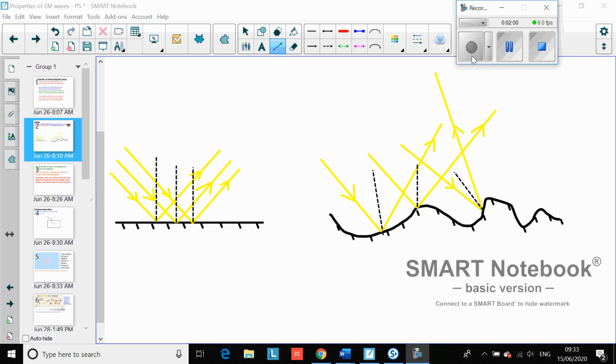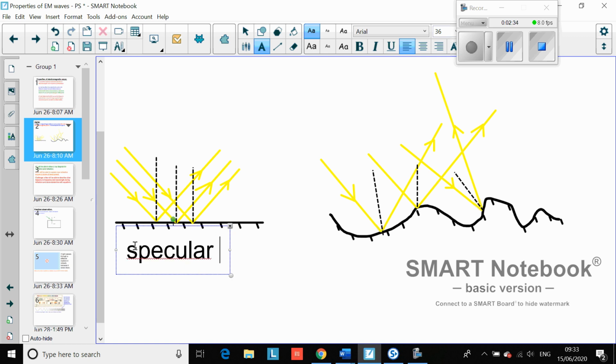Okay, welcome back. So you should have had something that looked a bit like this. Our beams of light come in. We know they're coming in because I've drawn the arrows onto it. They hit the reflective surface and they bounce away. Because this surface is flat like a mirror, they all bounce or reflect away at a predictable angle, and we call this specular reflection. If you couldn't remember that, you might want to add this in. That's what happens when we get a mirrored surface.